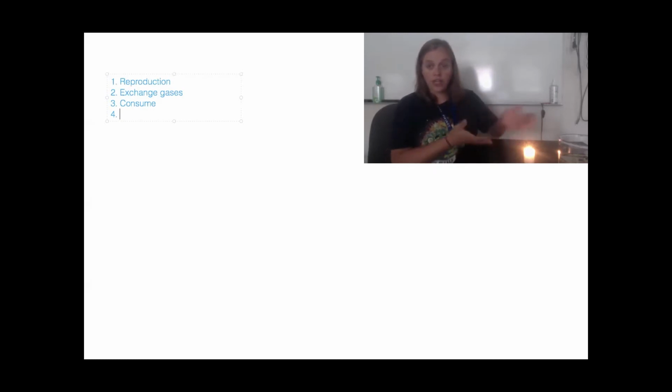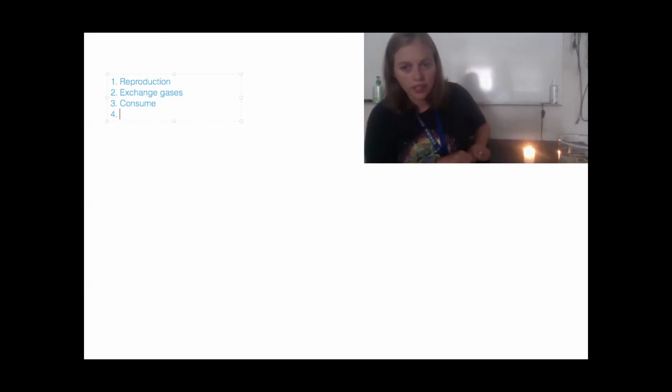Now, can fire consume materials? Well, we already saw just a minute ago, we talked about how this fire is taking in the wax, and over time, this candle is going to get lower and lower as that wax is consumed. So far, our fire fits 3 of the characteristics of life. All of them so far, fire has.